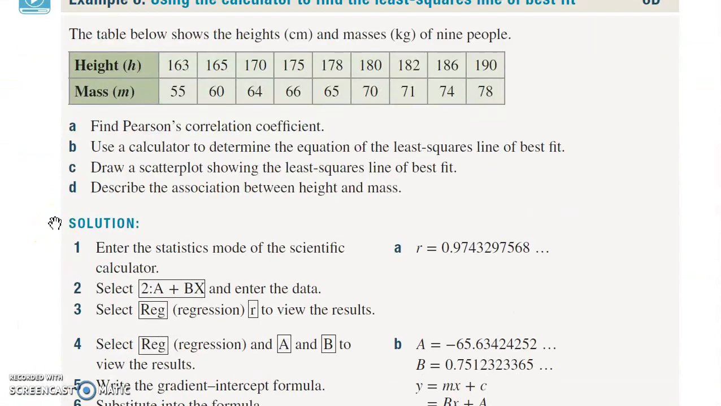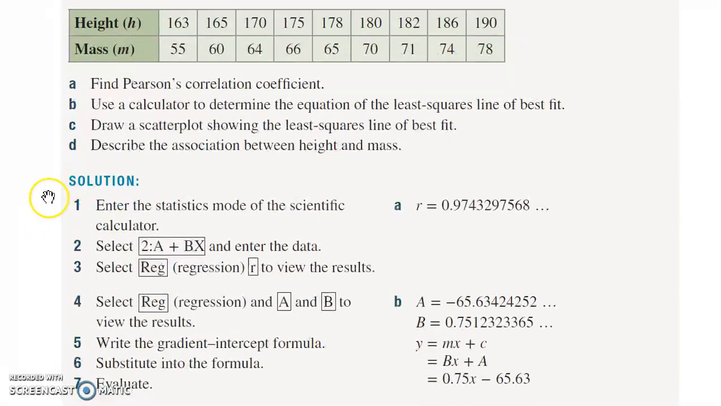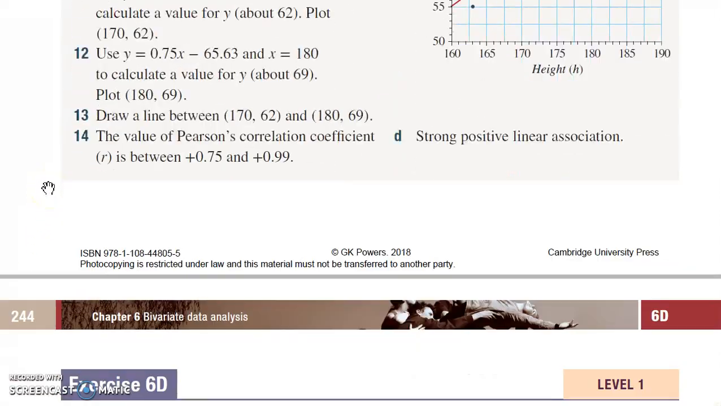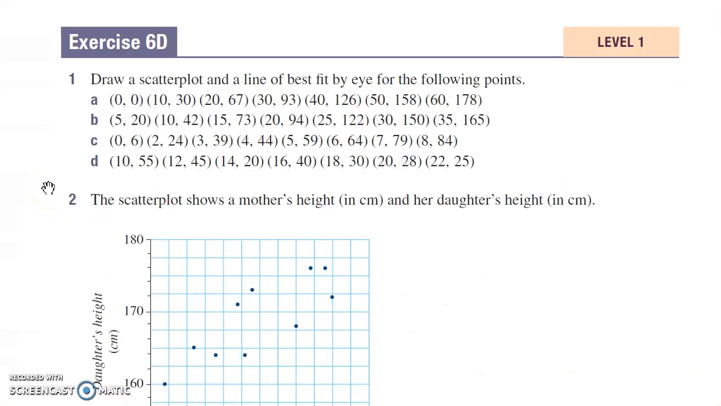Here's a second example where you're combining a last lesson's work with this lesson's work and talking about associations. So have a read through the examples and then have a go at some of the questions in 6D.